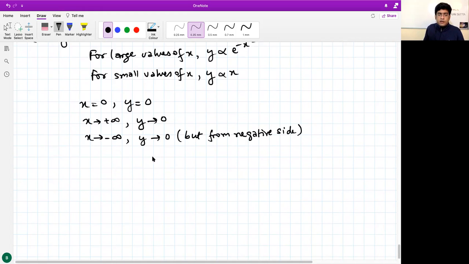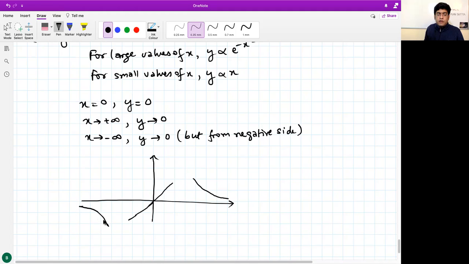Now if you draw this graph, we have seen that for small values of x, near 0, y behaves as a straight line. Now for large values of x, it's exponential to the power minus x square. So for large values, the exponential part goes to 0, and on this side it will go to 0 from below, because there's an x multiplied with the exponential term. So the values will be negative.